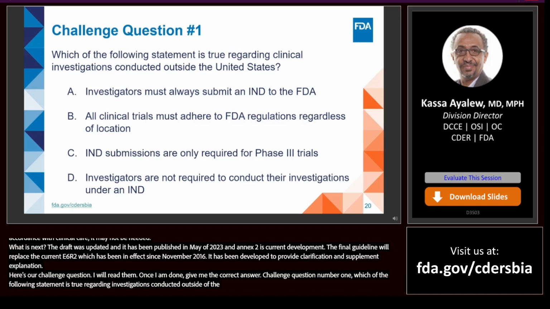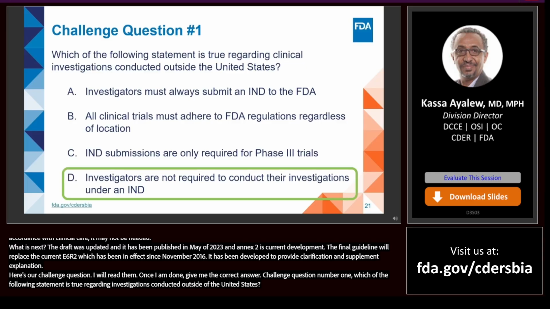A. Investigator must always submit an IND to the FDA. B. All clinical trials must adhere to FDA regulations regardless of location. C. IND submissions are only required for phase 3 trials. D. Investigators are not required to conduct their investigations under an IND. The correct answer for challenge question number 1 is D. Investigators are not required to conduct their investigations outside the United States under an IND.